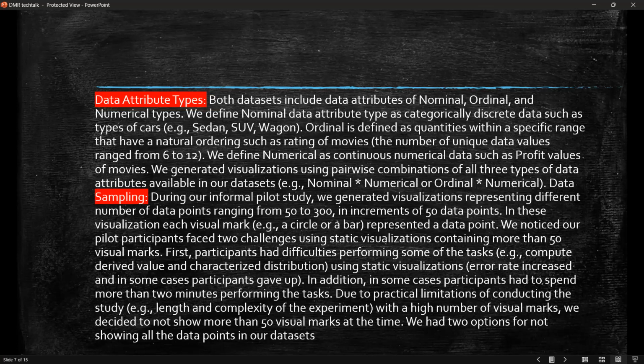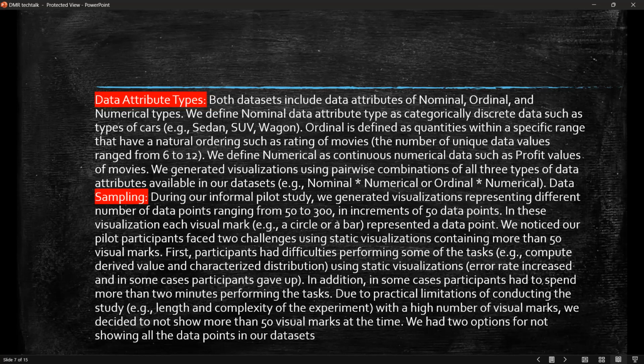We define nominal data attribute type as categorically discrete data such as types of cars, for example sedan, SUV, wagon. Ordinal is defined as quantities, which are in a specific range that have a natural ordering, such as rating of movies. The number of unique data values range from 6 to 12. We define numerical as continuous numerical data such as profit values of movies.